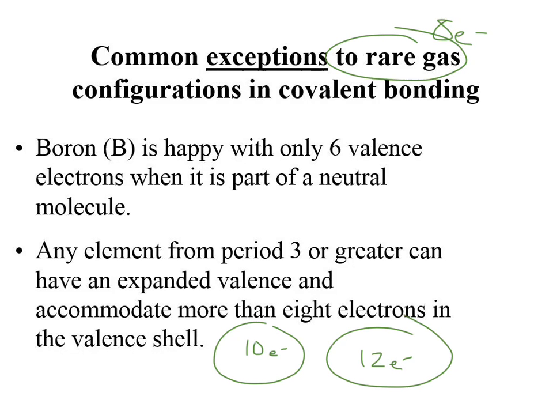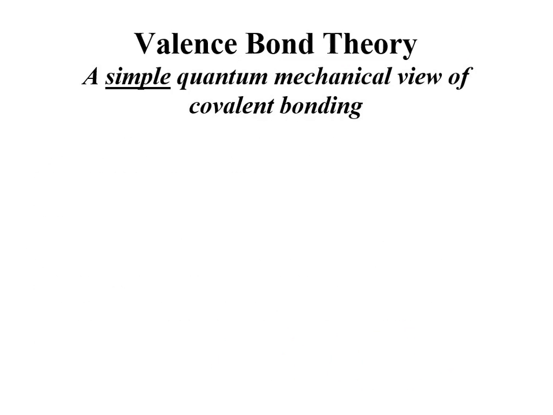So it's possible you might even have some homework where you're going to see the final structure of a molecule or a polyatomic ion, and you're going to say, that must be an expanded valence, because I don't see 8, I see 10, or that's expanded valence, I see 12. Okay.